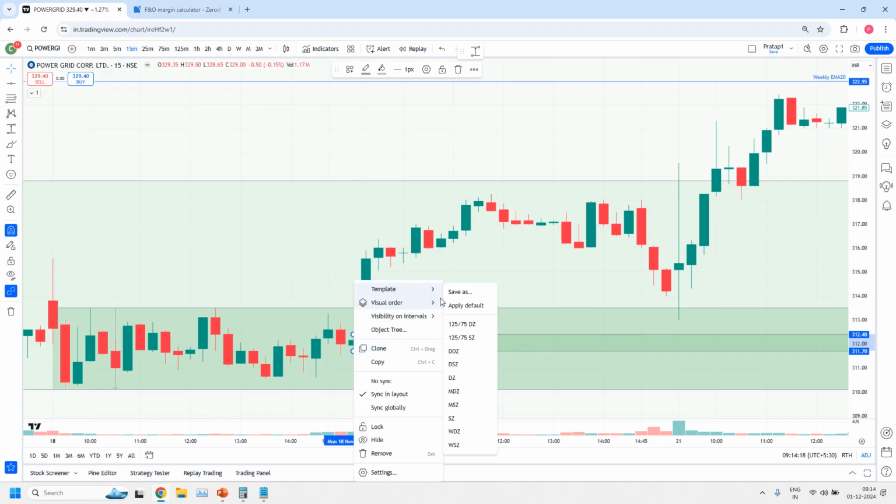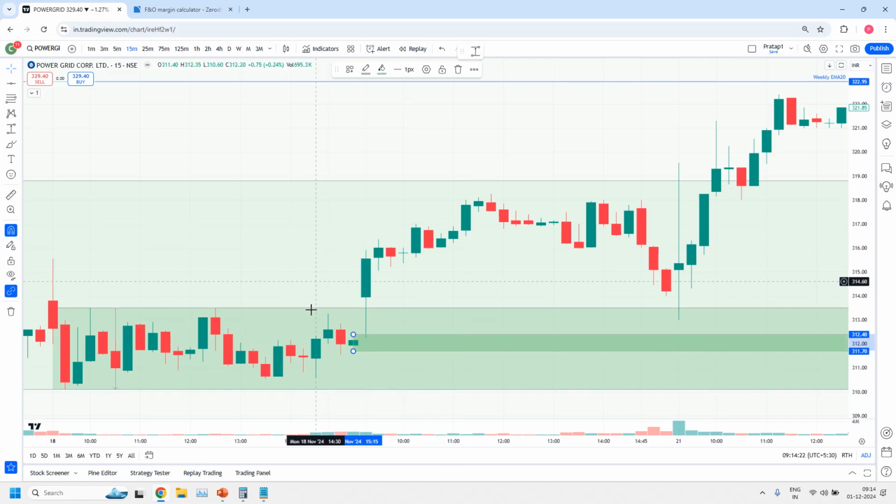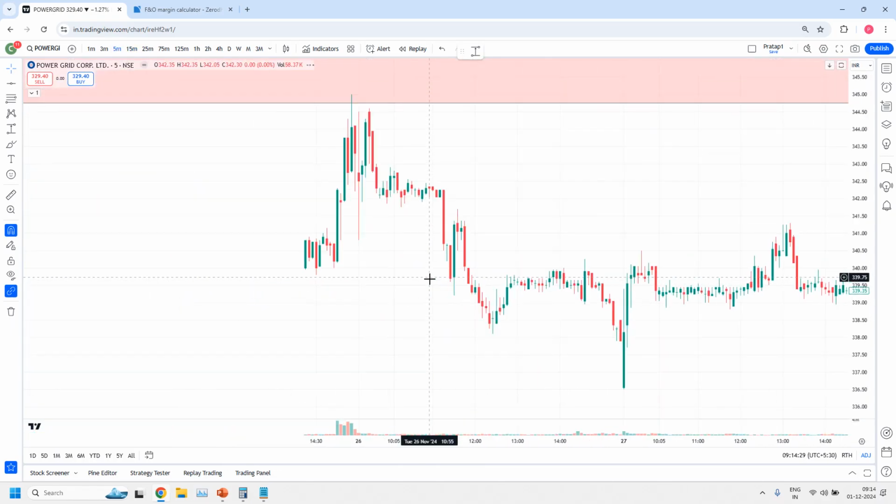Here one interesting point. First let me complete this. A drop base rally. All of you please concentrate here. Now go to the 5 minutes time frame.